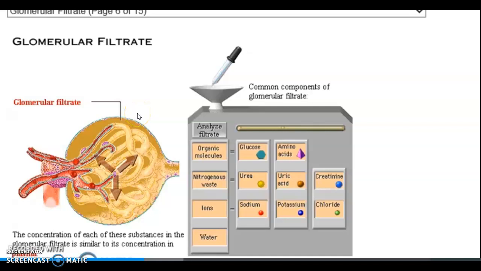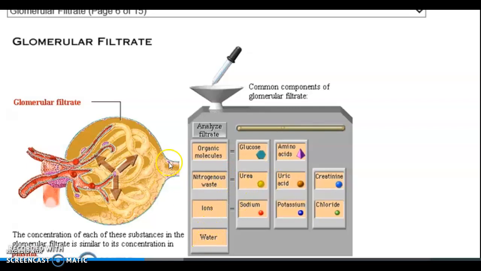What is the filtrate made up of? Again, we see that we've filtered the contents of the blood through the filtration membrane. Now remember that filtration membrane was made up of the fenestrated endothelial cells, the basement membrane, and then the filtration slits of the pedicels from the podocytes. Okay, now what is actually in the filtrate?